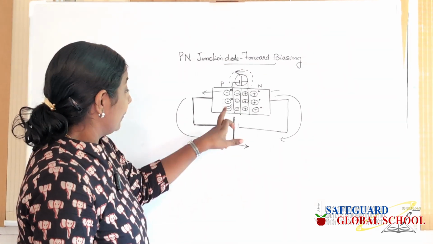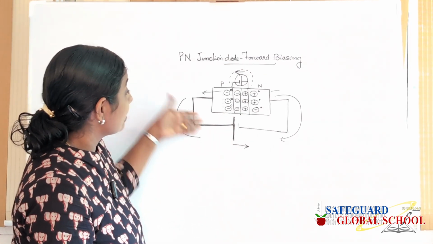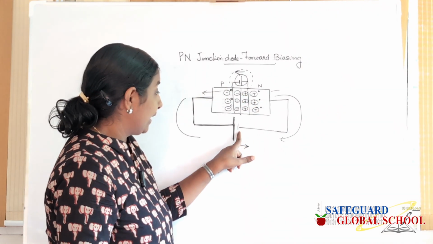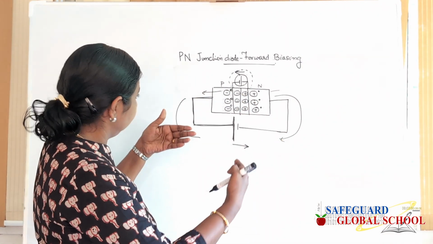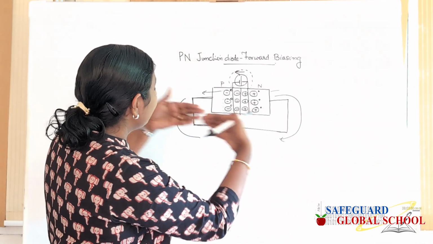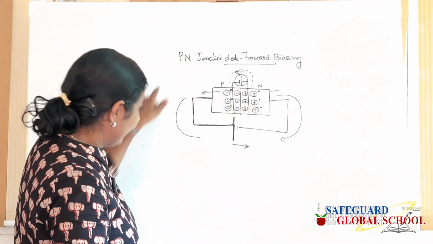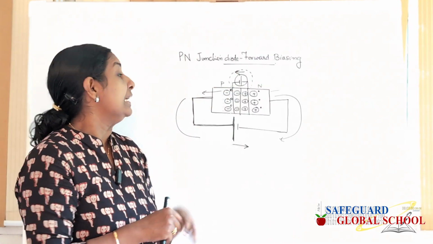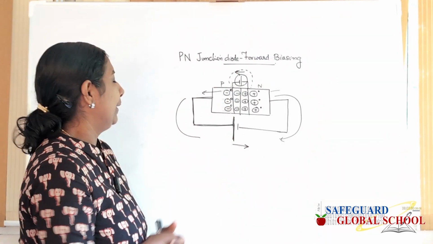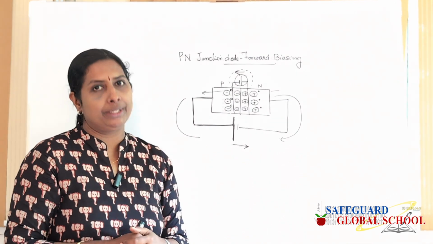The positive terminal of the battery is repelling the holes and the negative terminal of the battery is repelling the electrons so that they can cross the junction, so that the PN junction diode in its forward biasing can start conduction. That is it. I hope that you have understood it.